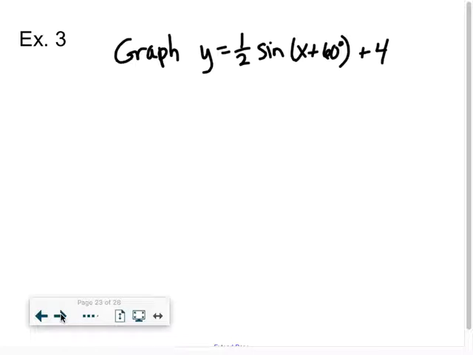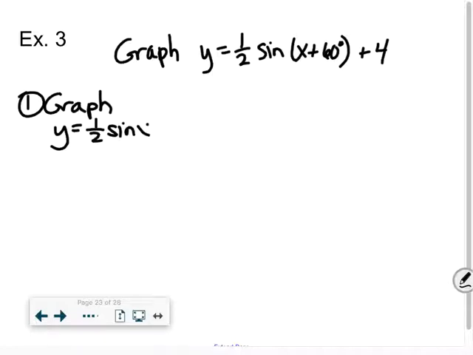No, it is not. It's 360 divided by b. So step 1, you're going to graph y equals 1/2 sine x. So my amplitude is 1/2. The period length, there's nothing in front of the x, so it is 360.